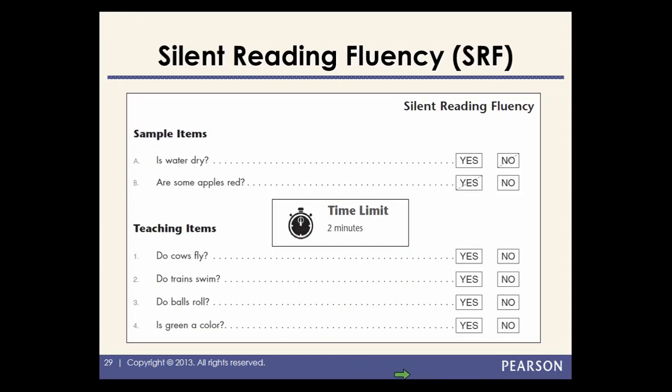Silent reading fluency, exactly what you're seeing here. They have to read what they see on the left and then answer yes or no. So is water dry? Are some apples red? There are sample items, and then you have the teaching items there as well. Do cows fly? Do trains swim? Etc. So exactly what it sounds like. You're reading basic sentences and having to go through and mark yes or no correctly.